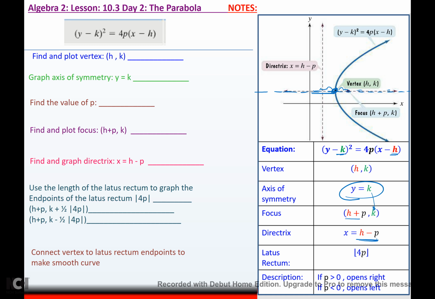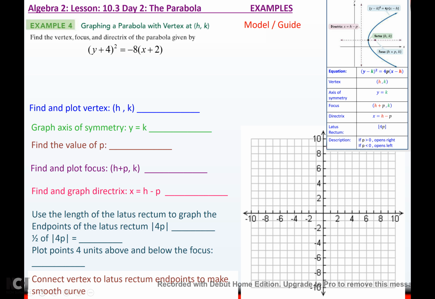Okay? And the latus rectum is, again, going to be the length of the absolute value of 4p. So you're going to find and plot your vertex, your axis of symmetry. You're going to find p to create your focus and your directrix. Then use your latus rectum to get 2 more points and connect them to get your graph. Easy breezy.